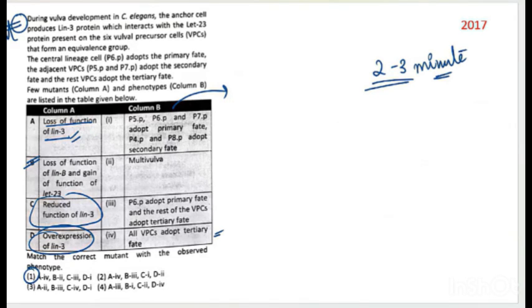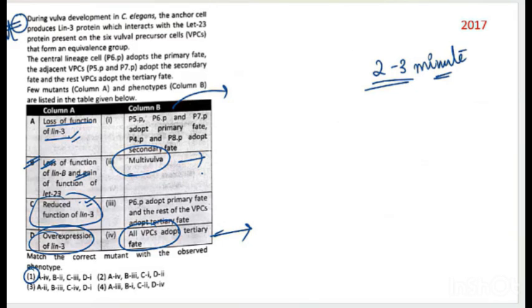If Lin3 gets lost, all of them will adopt the tertiary fate because there won't be any inductive signal, and all of them will be showcasing the tertiary fate. Then loss of function of Lin-B and gain of function of LED23. Lin-B getting lost and LED23 getting increased. So you'll be having a multivulva getting formed, right?